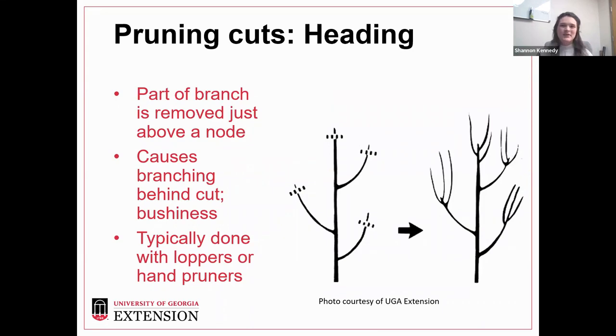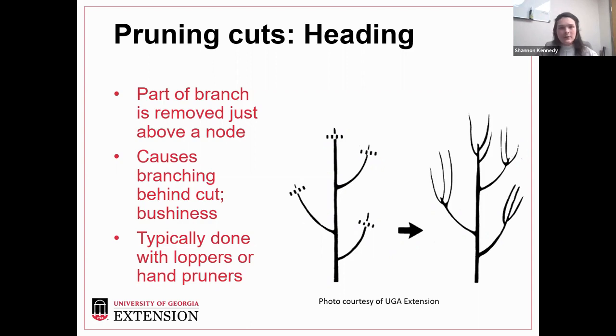Heading cuts. So these can be used to reduce the height of a plant, but it does really encourage bushiness. So it's something you have to be careful about. Using pruners, you select a point right above a node and you remove that top terminal bud. This will let those lateral buds break dormancy and grow. And so it can be used to the advantage of a person, kind of like that example of fruiting trees where you don't want the tree to be very, very tall.